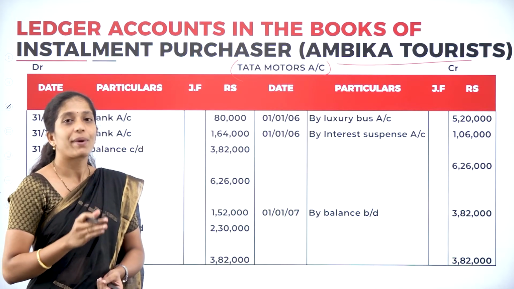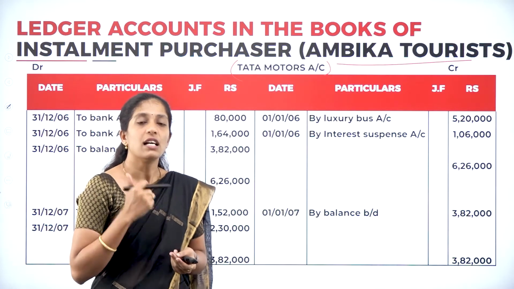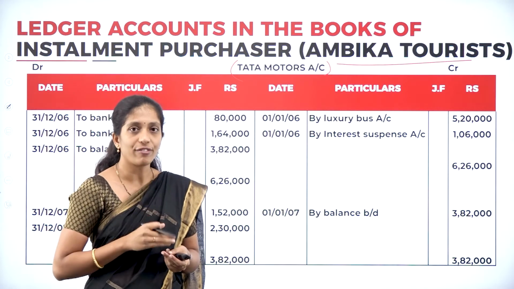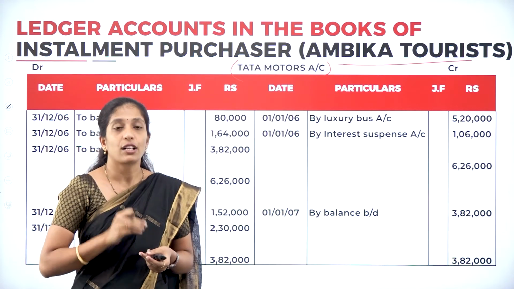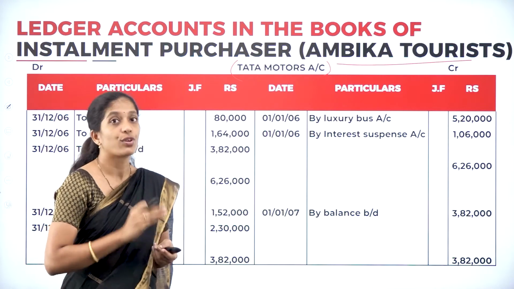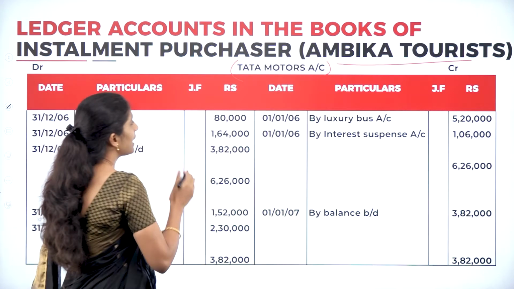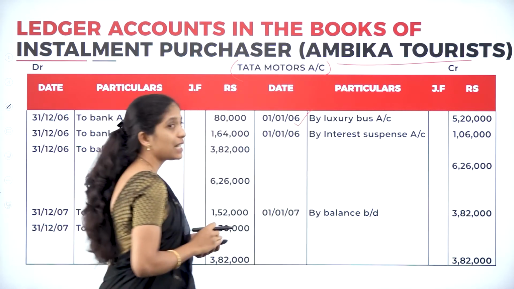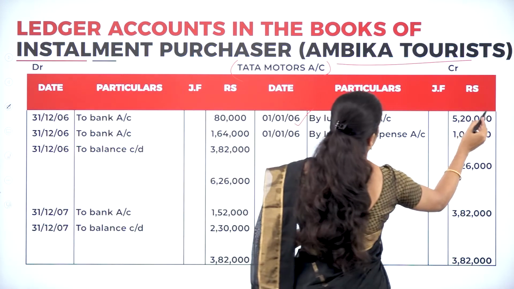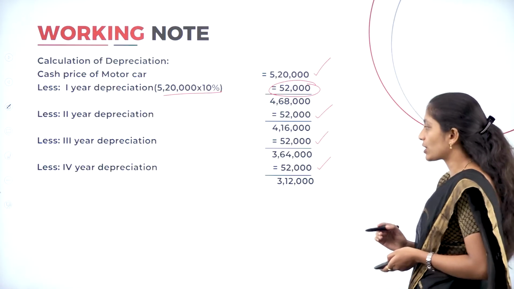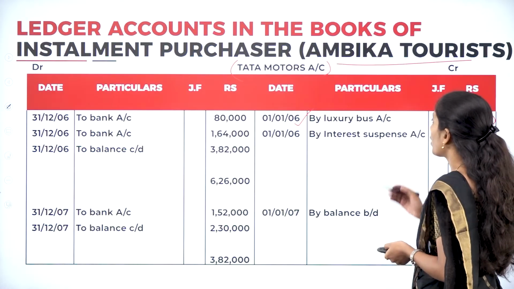So what are the entries that have to be recorded in the books of installment purchaser? First one is for purchasing of assets. So what is the entry? Asset account Dr., interest suspense account Dr., to installment seller account. So how do you record in installment seller account? By asset account, that is 1/1/2006. So what is the cash price of the asset? We have already calculated 5,20,000.